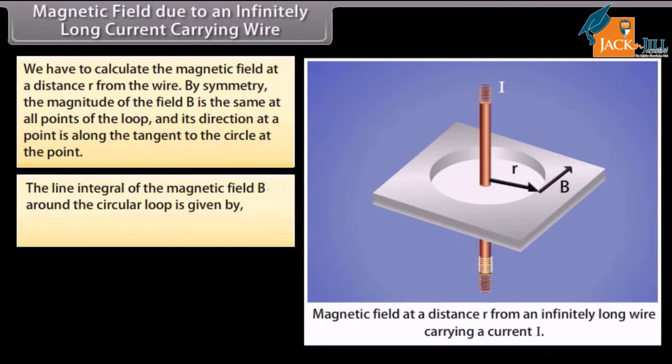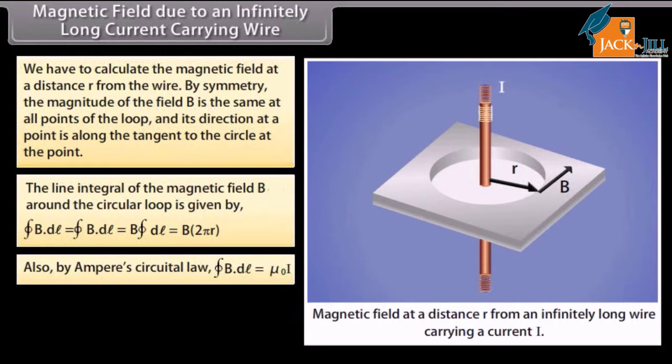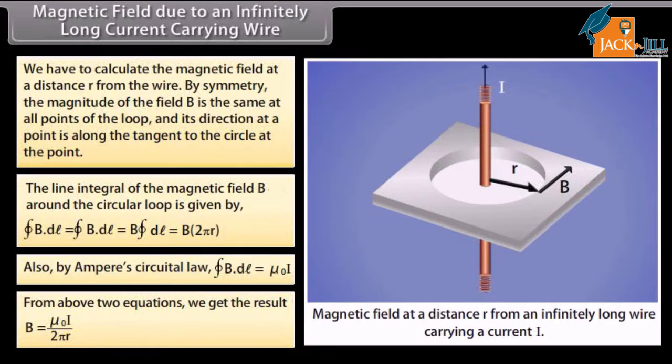The line integral of the magnetic field B around the circular loop is given by product B and 2 pi r. Also, by Ampere's circuital law, closed integral of B dot dl is equal to mu naught I. From above two equations, we get the result B is equal to mu naught I divided by 2 pi r.